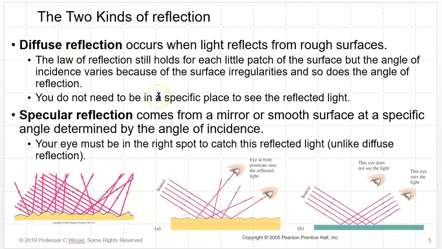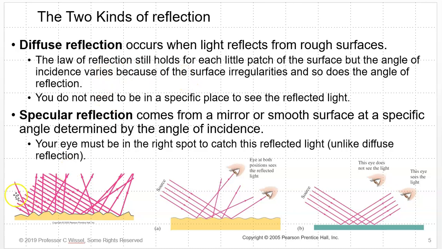Okay, now there's two basic kinds of reflection. Diffuse reflection occurs when light reflects from rough surfaces. The borderline for rough and smooth is that if the size of the rough patches is less than 1/10 of the wavelength of the light, then the surface will act as if it's smooth. So that's the way you can tell that.